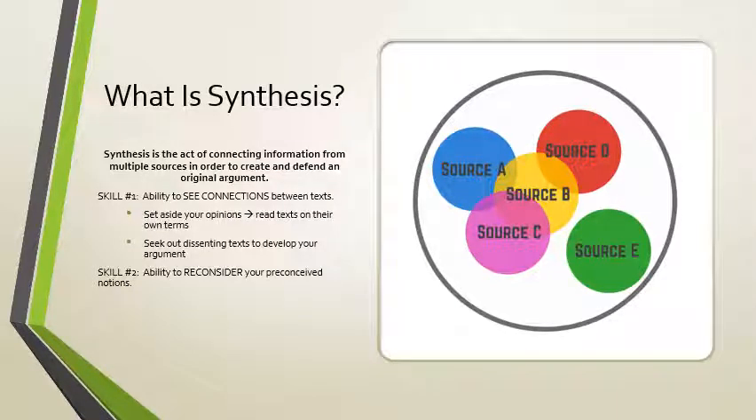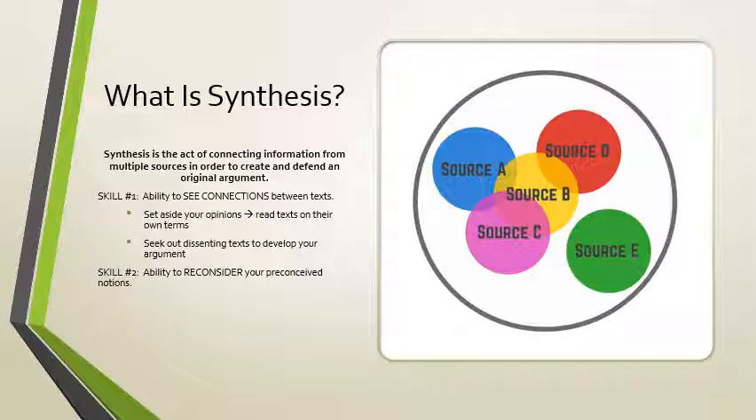Skill number two is for you to be able to reconsider your preconceived notions. So if you're going to do synthesis well, you're going to have to be aware of your biases. You're going to have to also be willing and able to take the conclusions that you've kind of been forced into by your bias, and you're going to have to be willing and able to reconsider them.